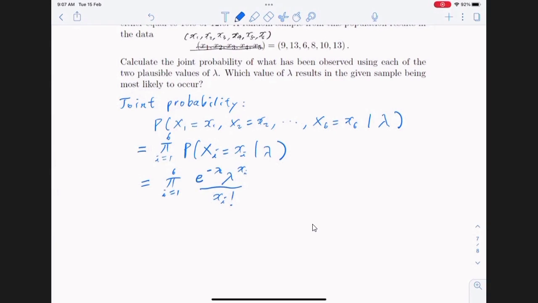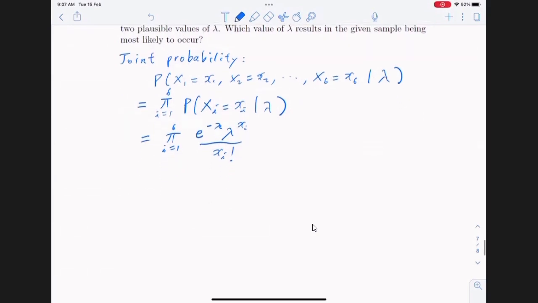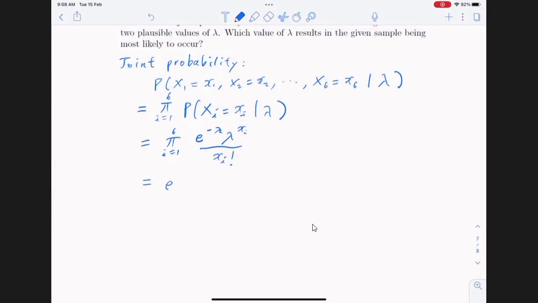And we have a product of these numbers. We have 6 of these probabilities multiplied together, so we can simplify it. First of all, e to the power minus lambda multiplied by itself 6 times will become e to the power minus 6 lambda.